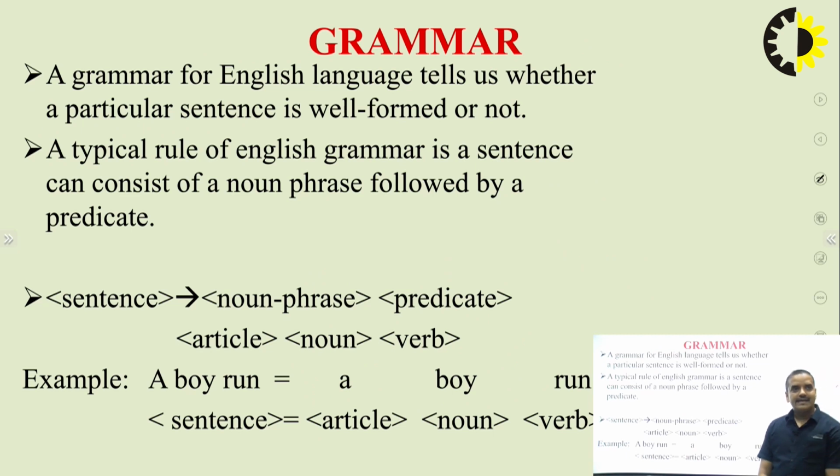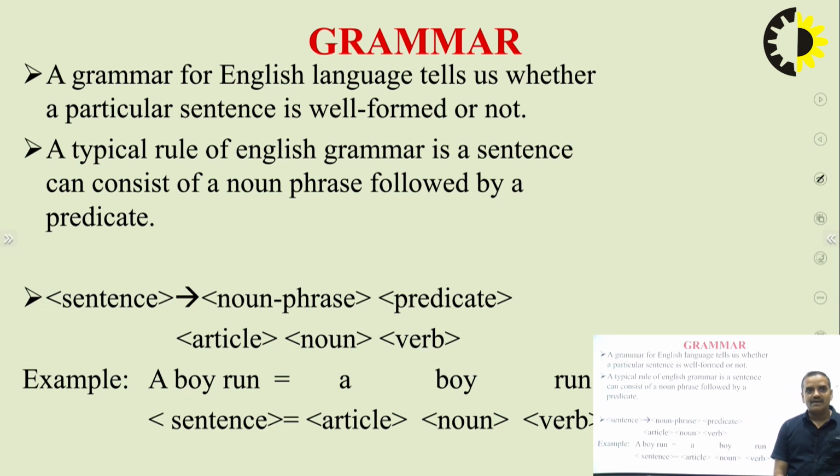Now, the next topic is grammar. A grammar for the English language tells whether a particular sentence is well formed or not. But here we discuss automata. In automata, grammar means a set of rules for a particular sentence. That means if we write a string and according to the given rules the string is correct, then we say the given language must be processed by the given machine.